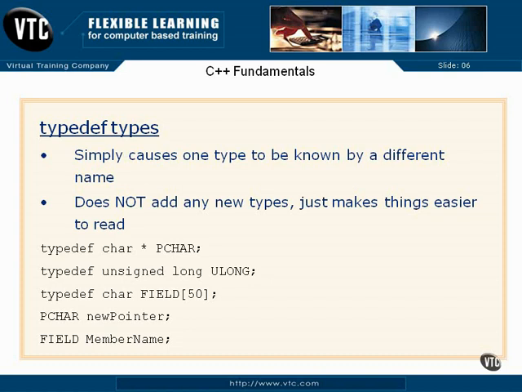For example, there's a typedef of a char star, a character pointer, called pchar, or pointer to character. There we've typedefed an unsigned long as a ulong. There's a typedef of a character called field, and it'll be an array of 50 bytes. Then we can use those by saying pchar new pointer, so that will create a new char star, and field member name would create, maybe in a database piece of code that we're working on, a member name as a character array of length 50.